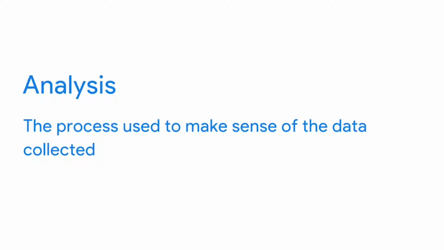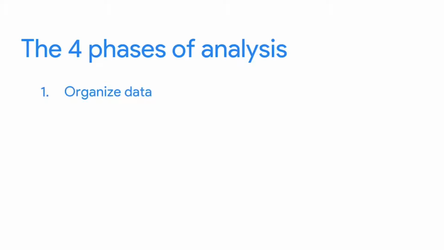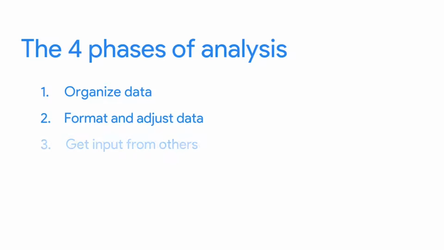Basically, analysis is the process used to make sense of the data collected. It means taking the right steps to perceive and think about your data in different ways. The goal of analysis is to identify trends and relationships within the data so that you can accurately answer the question you're asking. To do this, you should stick to the 4 phases of analysis: organize data, format and adjust data, get input from others, and transform data by observing relationships between data points and making calculations.